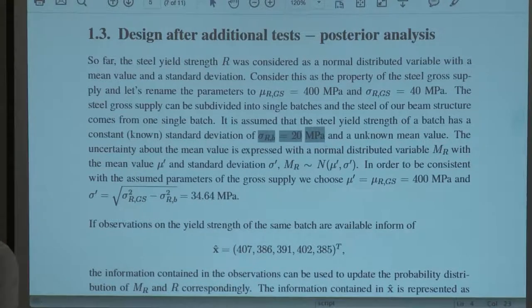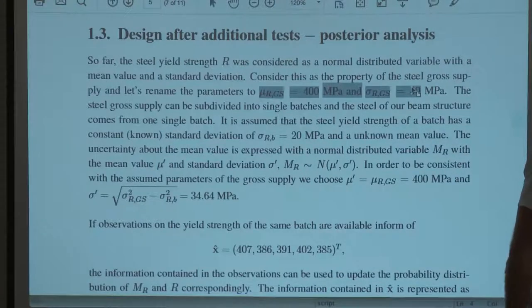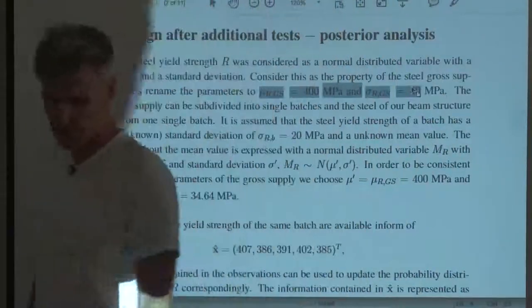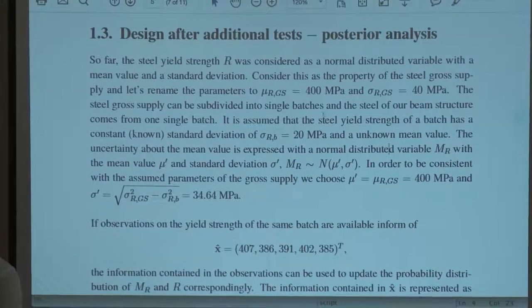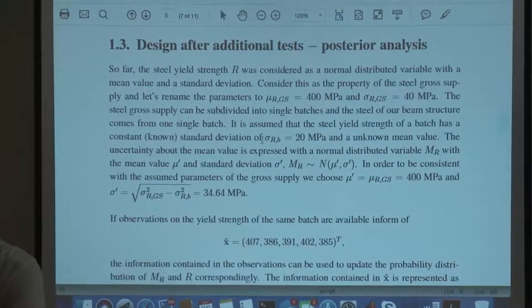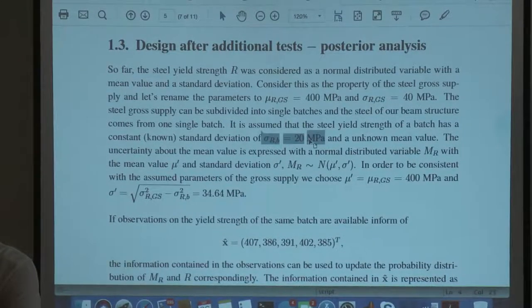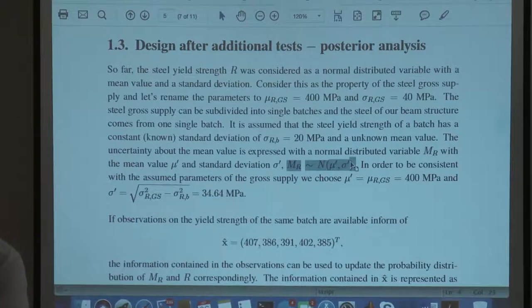And now the parameters we had before in our example, somehow representing the cross supply, were 400 in mean and 40 in standard deviation. And now, in order to be consistent with this model and with this new information that a batch has 20 megapascal of standard deviation, we can calculate the standard deviation of the mean, because the mean value we now consider as being normally distributed with a mean value which is mu prime and the standard deviation which is sigma prime.